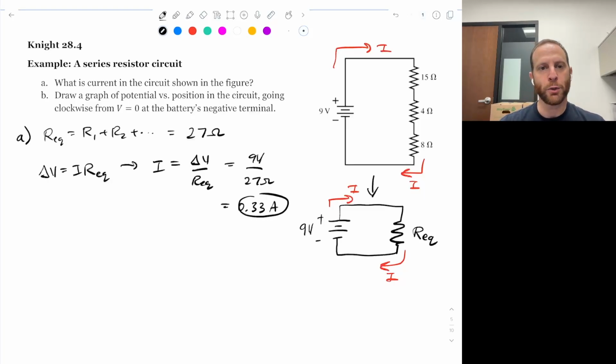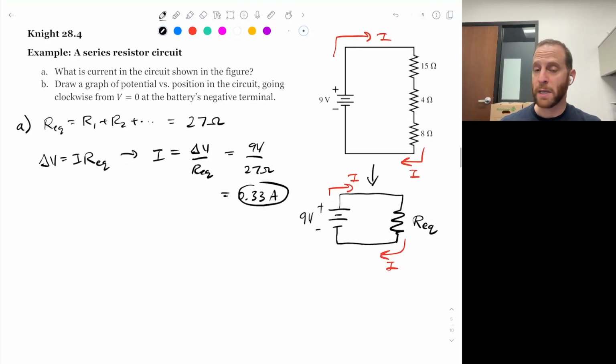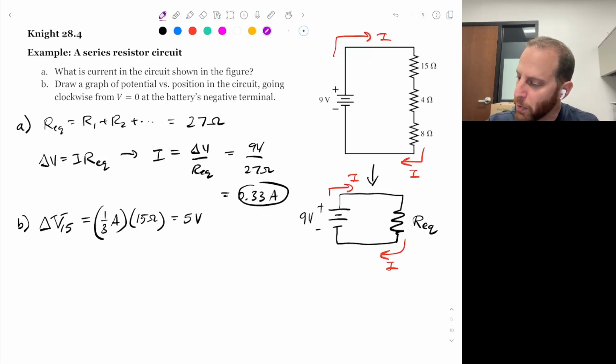Now in Part B, we want to eventually draw a graph of potential versus position in the circuit, and we want to know how much the potential changes as one goes through the battery and across each of those resistors. It may be worth first computing how much the potential changes across each resistor. For example, the potential difference across the 15 ohm resistor will be the current, 1/3 of an amp, times the resistance, 15 ohms, which works out to be 5 volts. In other words, there should be a 5-volt drop from one side of the resistor to the other. So it'll come down by 5 volts.